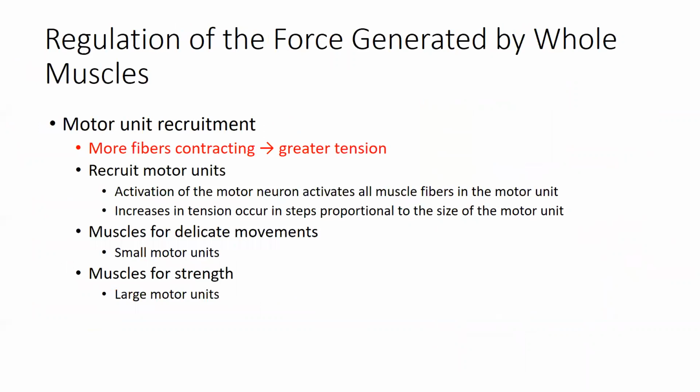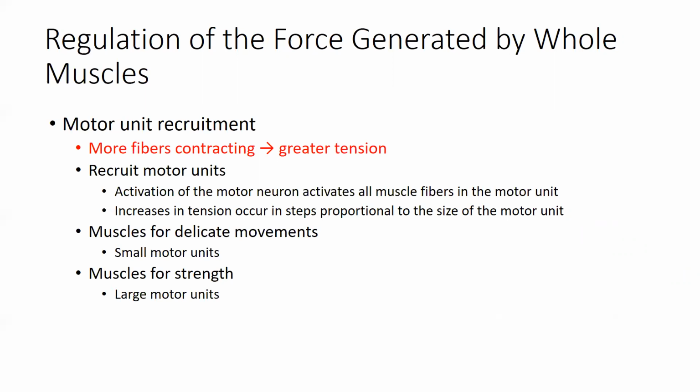So as we mentioned before, more fibers contracting equals a greater tension or more force. This is going to help to overcome a heavier load. Okay? Now, activation of the motor neuron activates all the fibers that are in that unit. I want to make that point very clear. We're not recruiting one fiber at a time, one fiber, two fiber, three fiber. We're recruiting by the motor unit. So that motor neuron and all the fibers that it is innervating, okay?